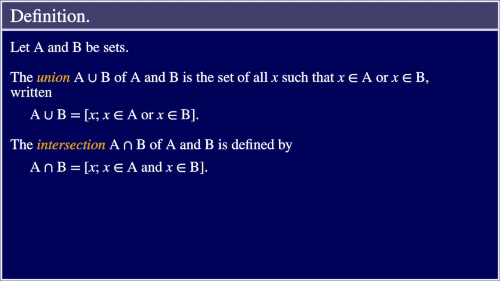Definition: let A and B be sets. The union A ∪ B of A and B is the set of all x such that x ∈ A or x ∈ B. Written A ∪ B = {x : x ∈ A or x ∈ B}. The intersection A ∩ B of A and B is defined by A ∩ B = {x : x ∈ A and x ∈ B}.